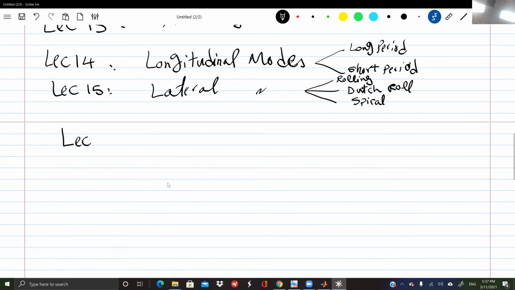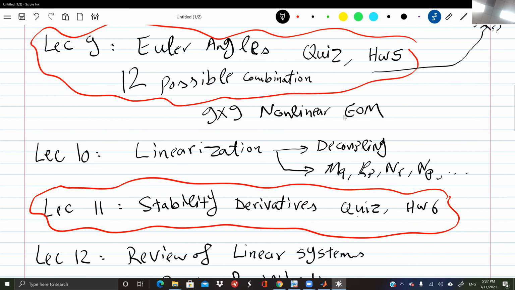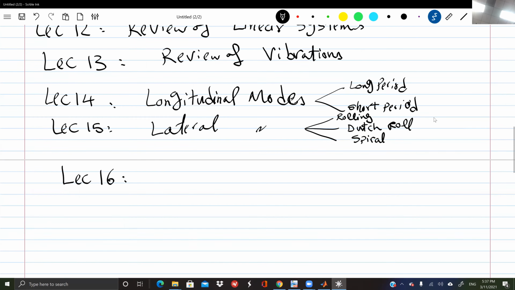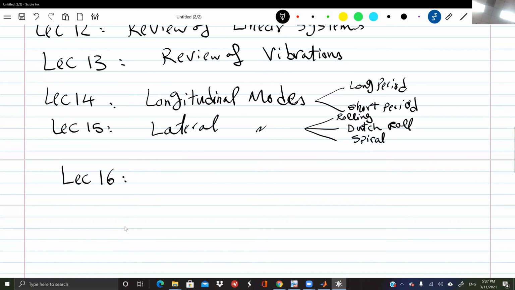Then lecture 16. We have now the airplane flight mechanics, which started with nonlinear equations of motion, 9 by 9. Now it's decoupled into 5 systems. Each one is simple enough. And we have a very powerful theory that can do control for these systems. If we just know what we really want to achieve, we're done.